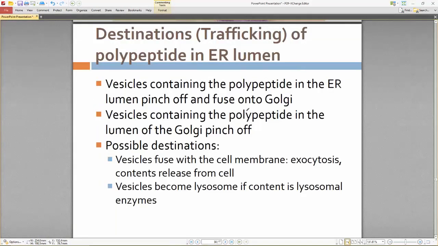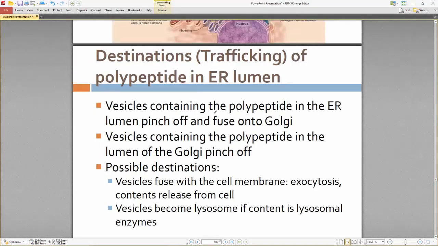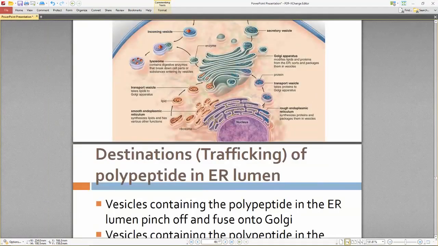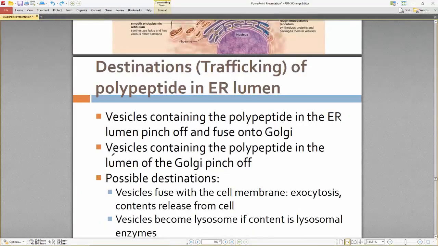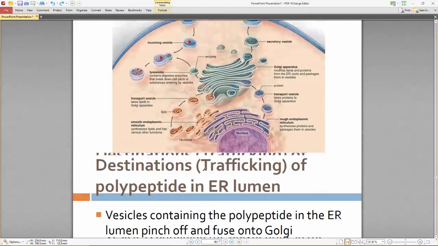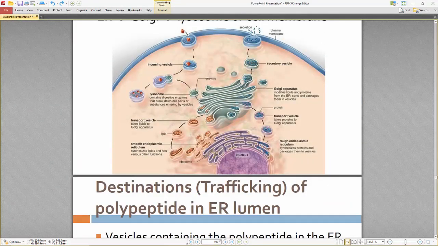Vesicles containing the polypeptide in the endoplasmic reticulum lumen can pinch off and fuse into the Golgi. So if you look here, this is one example. Rough endoplasmic reticulum, these little proteins, they pinch off and attach to the Golgi body. That's this example. Vesicles containing the polypeptide in the lumen of the Golgi can pinch off. So if you look at it over here, it can pinch off towards the lysosome.